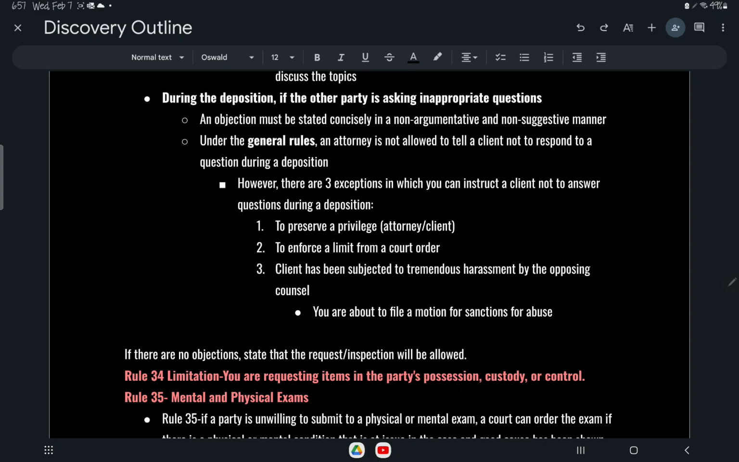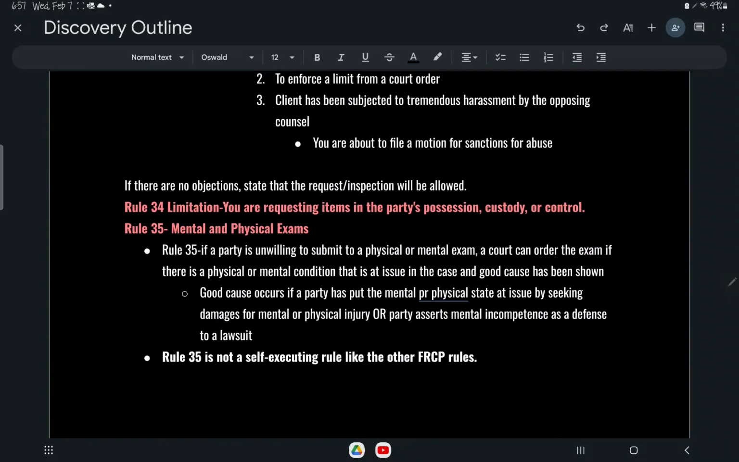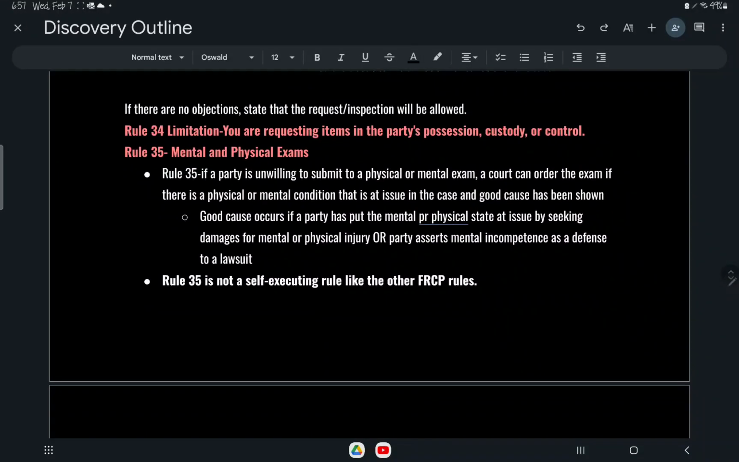1, to preserve a privilege such as attorney-client privilege. 2, to enforce a limit from a court order. And 3, the client is being subjected to tremendous harassment by the opposing counsel. And then you can tell your client that you are about to file a motion for sanctions for abuse. If there are no objections, state that the requested inspection will be allowed.